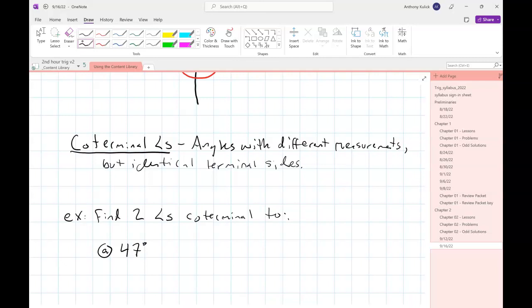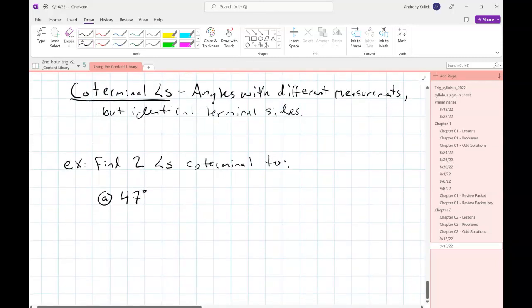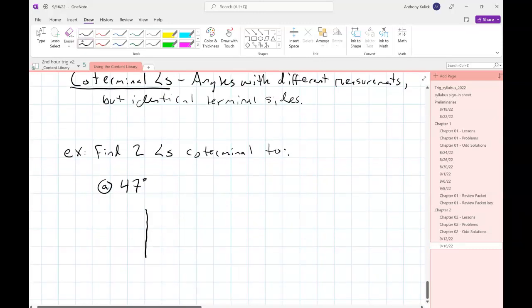All right, let's do a quick example to practice finding coterminal angles. It says, find two angles coterminal to 47 degrees. If I draw a 47-degree angle, the initial side is always on the positive x-axis, and the terminal side is around here. Everybody okay with that?